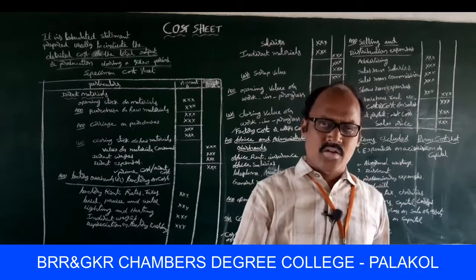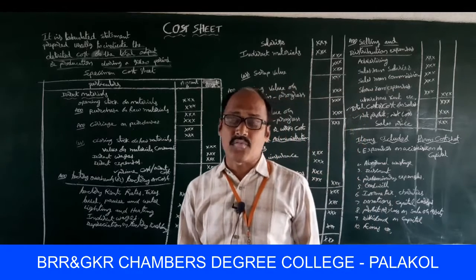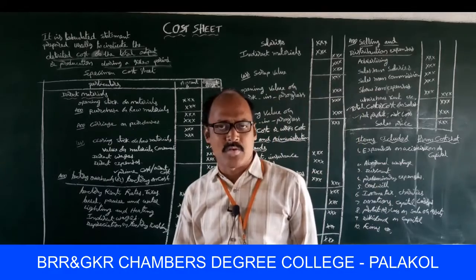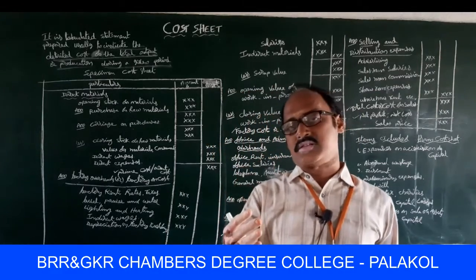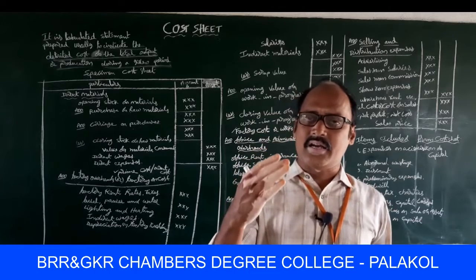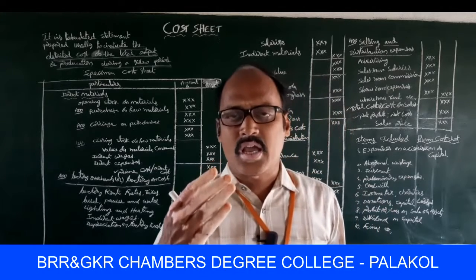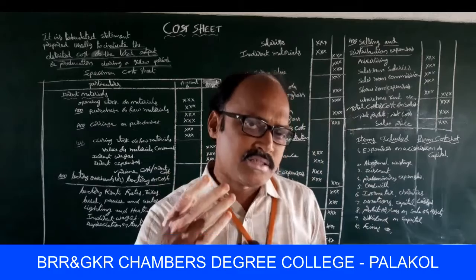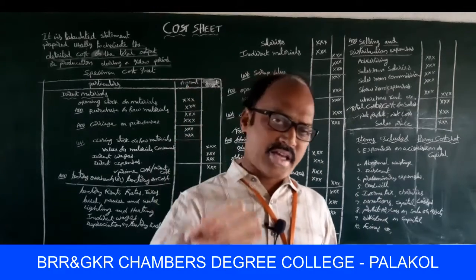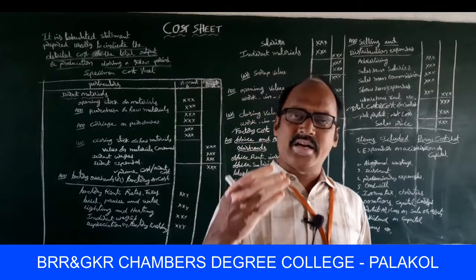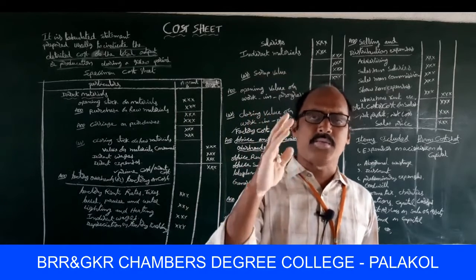So what is the first one? It is to find out the prime cost. All the direct expenses should be recorded under the head of prime cost. Direct materials, direct wages, direct expenses. These are all the expenses that must be recorded under the head of prime cost.